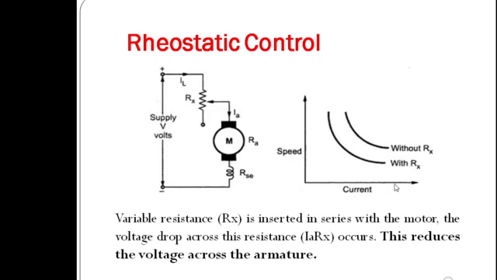That is, with the RX, the speed will be higher for the reduced current. But if it is without RX, the current will be increased and the speed will also be increased in the rheostatic control method.